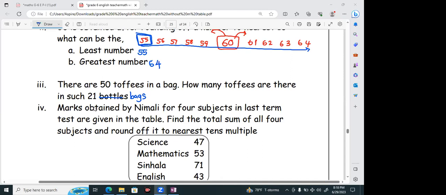How do we obtain the answer? Yes, Vinuga, can you tell me what we have to do to find the number of toffees in 21 bags? Divide. No, Pute. 50 toffees in a bag.